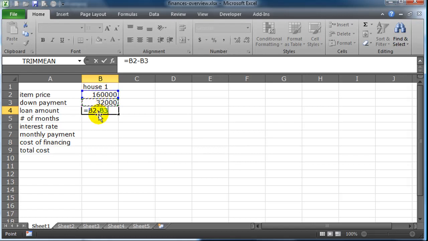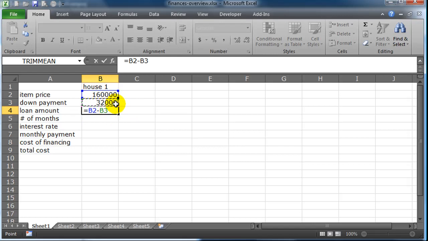Now notice I'm using cell references quite a bit, okay? And you want to use cell references as much as possible because it's going to make it easier for you to do what-if scenarios. So when possible, use a cell reference. The only time you wouldn't use a cell reference is if you know for a fact that the number is not going to change. So my loan amount, how much I need to borrow, is going to be the item price minus the down payment.